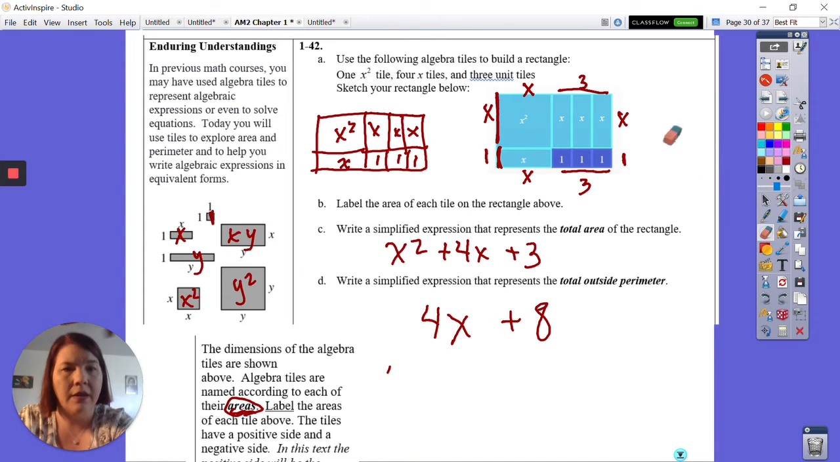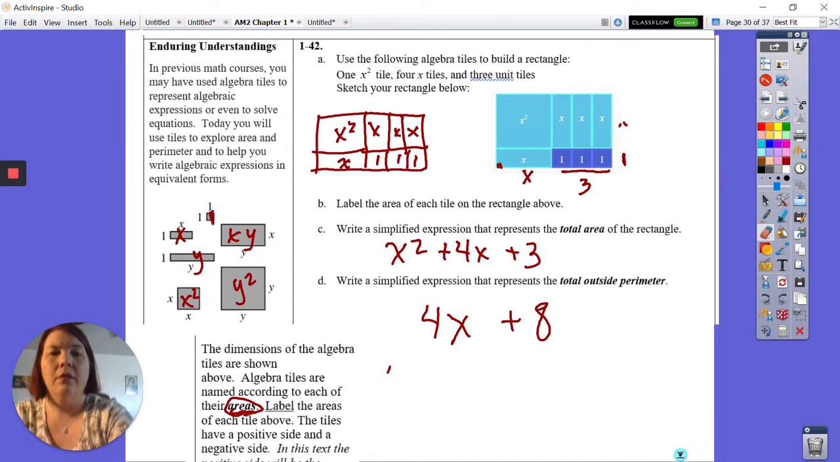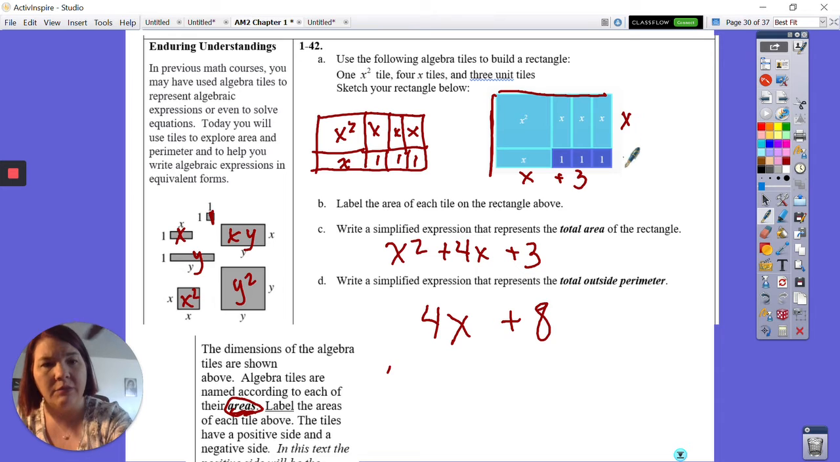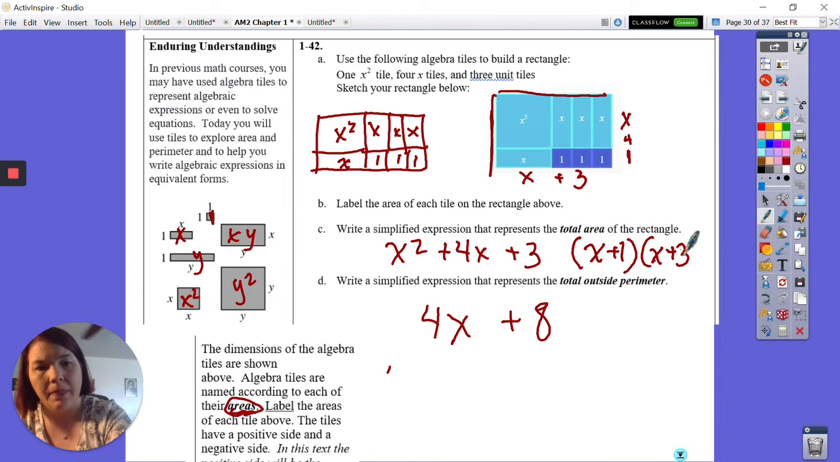So I'm going to go ahead and just kind of clean up my perimeter here. I'm just going to talk about my edge. This edge is x plus 3, as you can see clearly from the bottom. And this edge is x plus 1, as you can kind of see from that side. So another thing I could have written is x plus 1 times x plus 3. And so those are both expressions of area, and this one is an expression of perimeter.